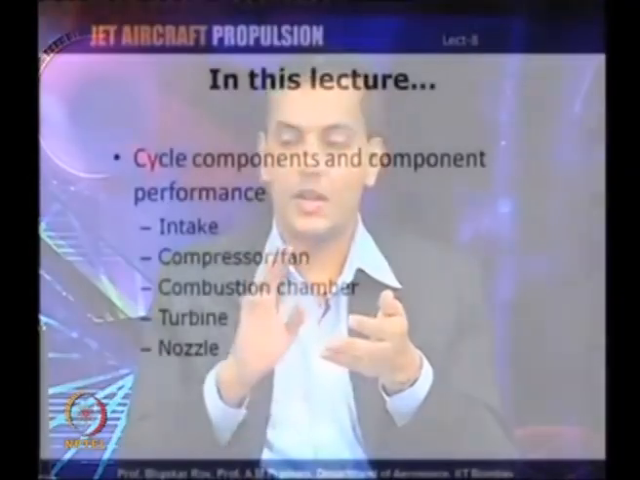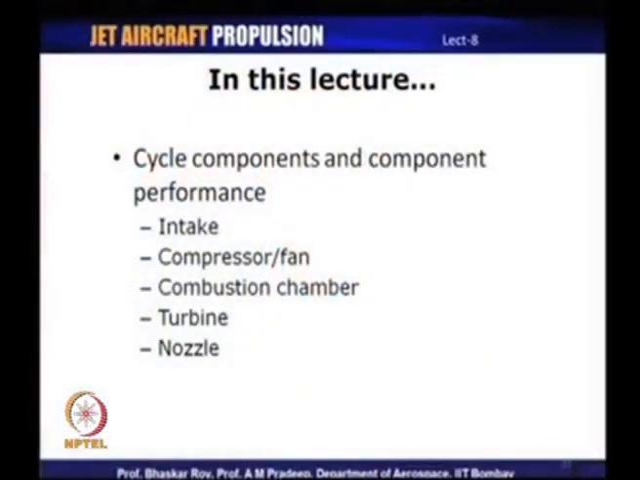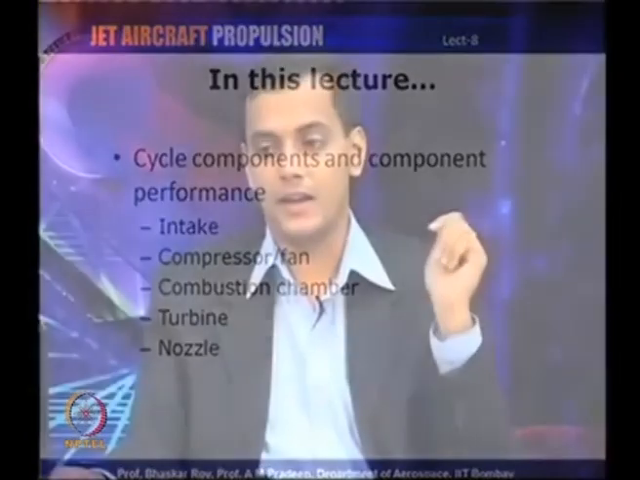These are the component efficiencies which we will be using when we carry out cycle analysis later on. So, let me summarize today's lecture. Today's lecture was devoted to taking a look at the different components that constitute a gas turbine engine and how we can evaluate the performance of each of these components by defining pressure losses and efficiencies. We looked at the intake, the compressor or the fan, the combustion chamber, the turbine, the nozzle, the afterburner, and also the mechanical losses.